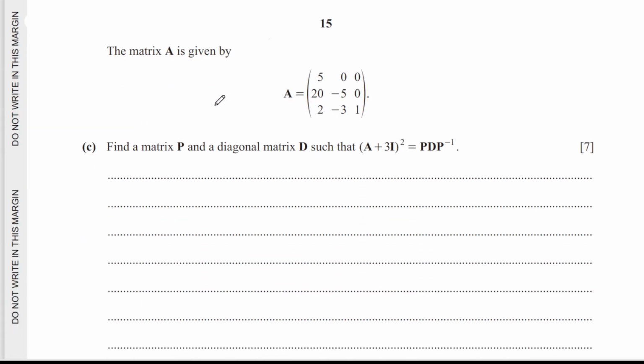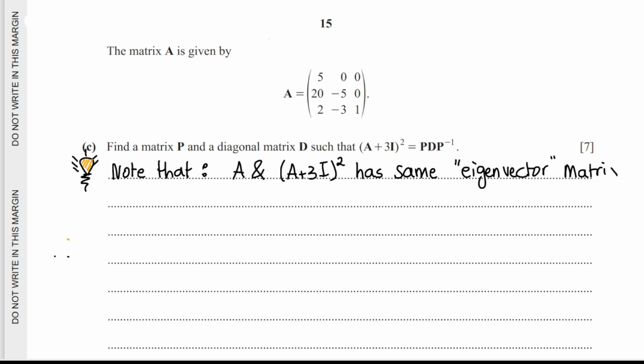In part C, we are asked to find matrices P and D such that (A plus 3I) squared equals P times D times P minus 1. The key idea here is that A and (A plus 3I) squared have the same eigenvector matrix. So we just find the eigenvectors of A and we use them for (A plus 3I) squared. What about the eigenvalues? Adding 3I shifts every eigenvalue of A by plus 3. And by squaring this, we square those shifted eigenvalues. So this is the main idea here.